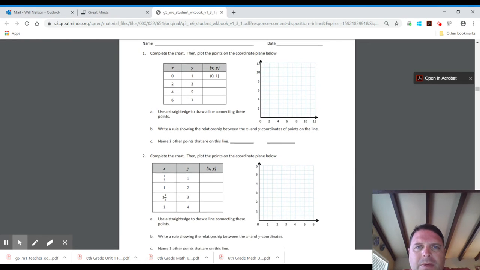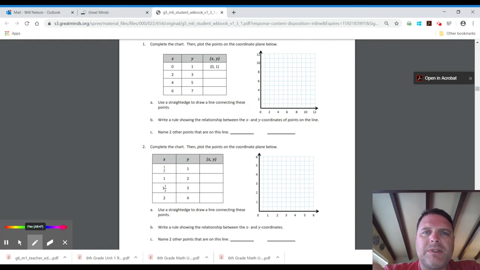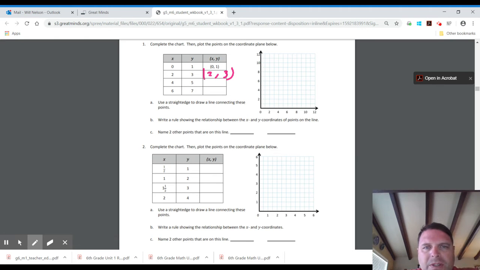Complete the chart, number 1. Complete the chart, then plot the points on the coordinate plane below. Okay. So as you can see in number 1, they want you to complete the chart. The chart is up here, and they just want you to rewrite the numbers in pairs. So 2 is x. So 2 comma 3 in parentheses. So you're going to write it just like that.